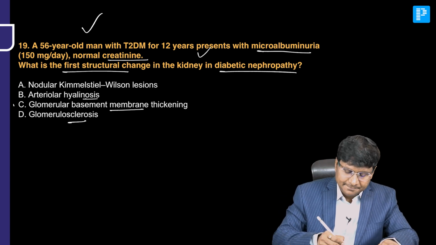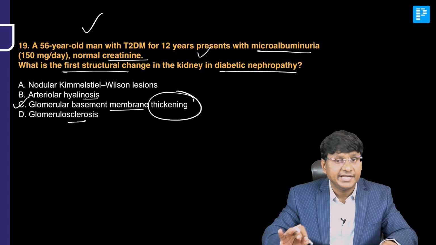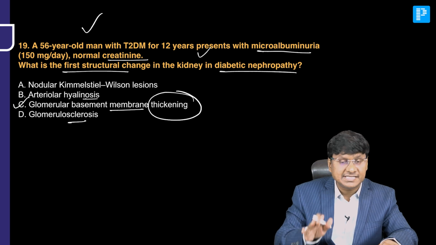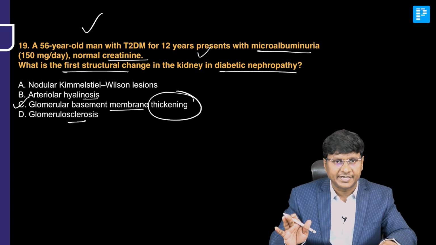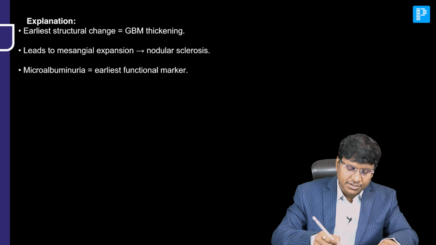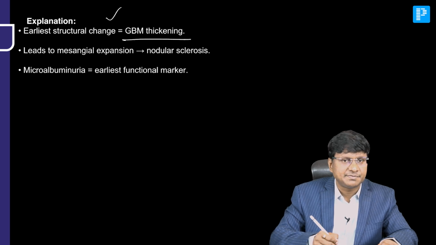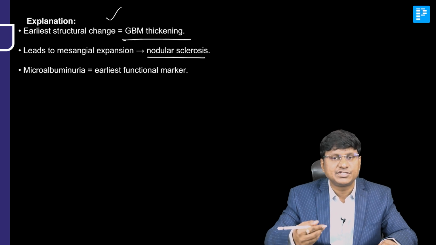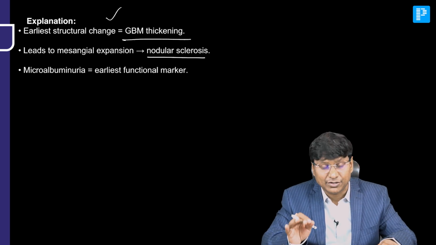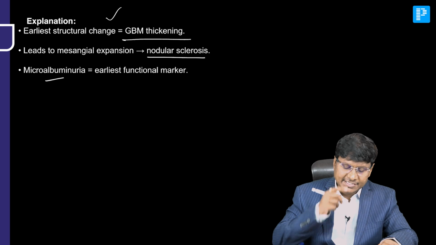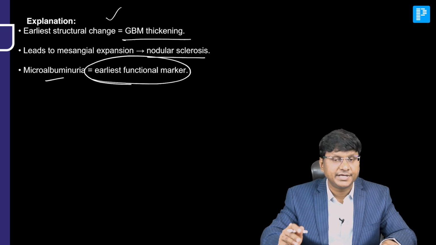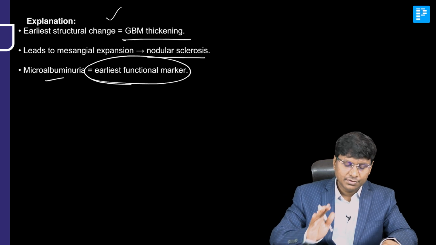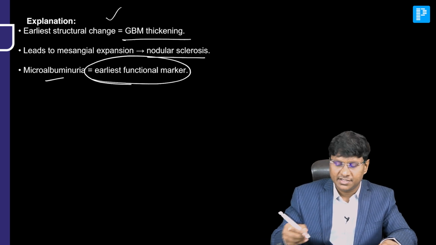In diabetic nephropathy, the earliest change is glomerular basement membrane thickening, right? That is the earliest you see in diabetes. Then what are the other lesions you observe? The earliest structural change is glomerular basement membrane thickening. And in these patients, because of mesangial expansion, they'll have nodular sclerosis, called the Kimmelstiel-Wilson lesion, which is pathognomonic for diabetes. Next is microalbuminuria, the earliest functional marker in diabetic nephropathy. So the answer to this question is glomerular basement membrane thickening, which is the earliest.